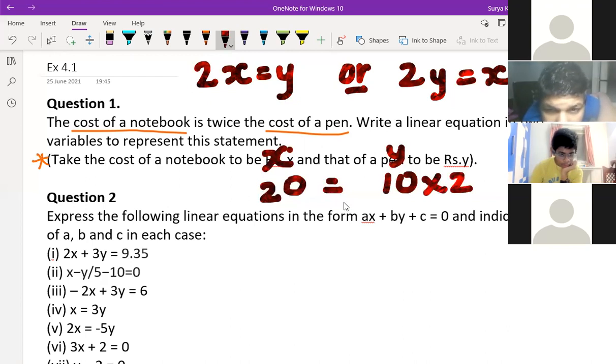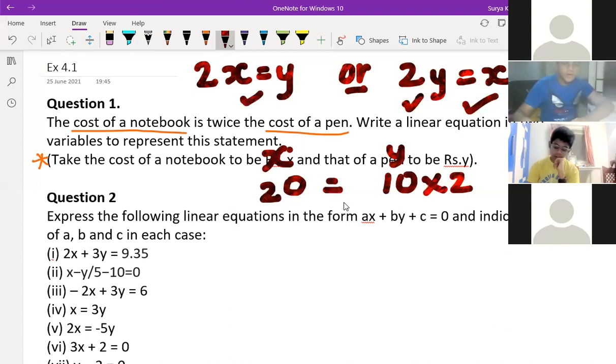2y is equal to x. So this x equals 2y is correct if you let the cost of the notebook be x and the cost of the pen be y. And if you take it the other way around, ulta, then you'll get the other one. If you take y as the cost of the notebook, then the first one is correct. So if this is y and this is x, then 2x is equal to y.